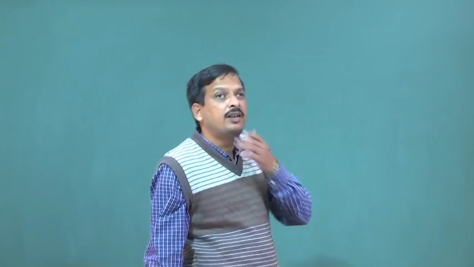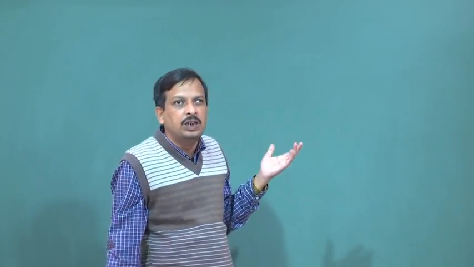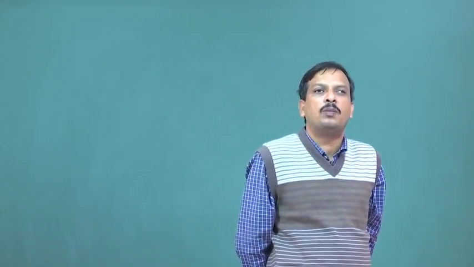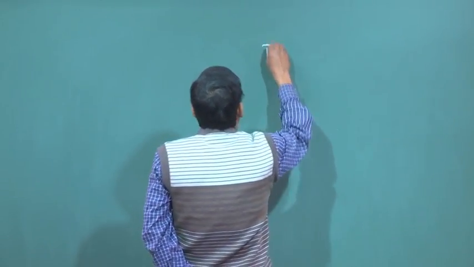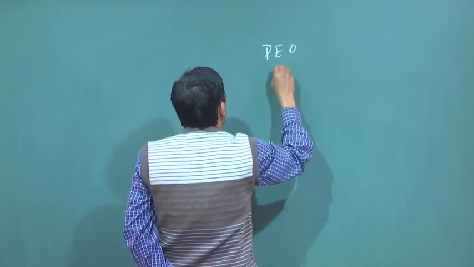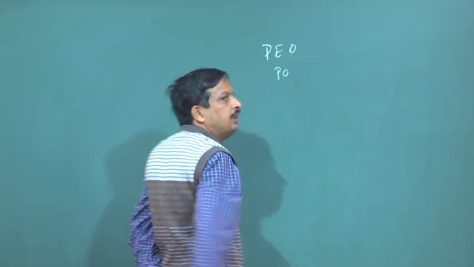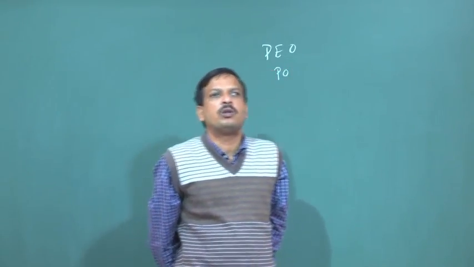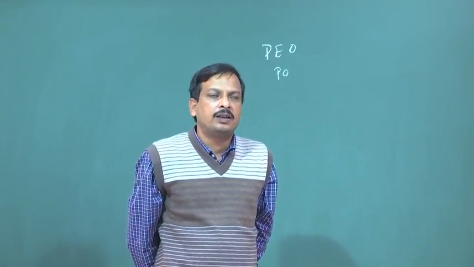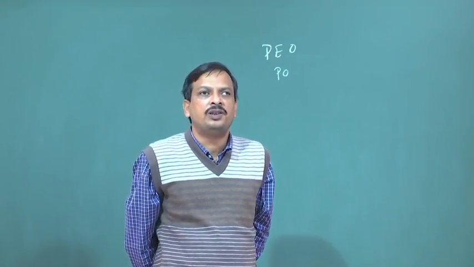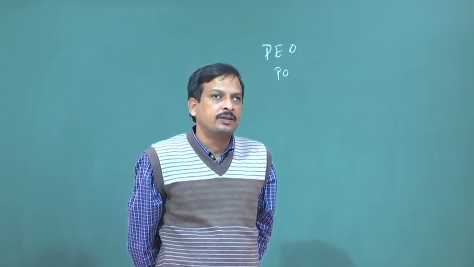So, last class we were discussing PEO and PO: program educational objective and program outcome. POs generally come from NBA or Washington Accord guidelines, and PEOs depend on the mission and vision of the institute, which we have discussed.